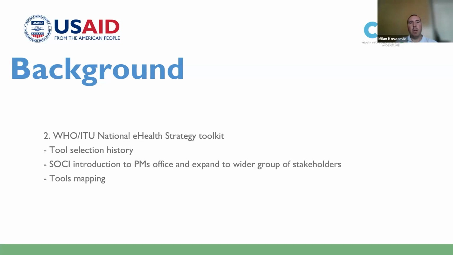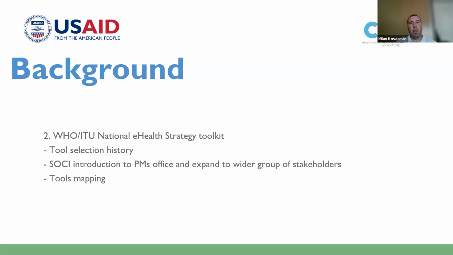SOCI was implemented in tandem with development of the e-health strategy and the action plan, and leveraged the convenings of the meetings planned so that the findings of the SOCI could inform the strategy and action plan. Before the SOCI was conducted, a mapping of the SOCI domains to the components of the WHO ITU e-health strategy toolkit was done to illustrate how the tools complemented each other. This was an important moment in Serbia because it was an indication that the already done part of the job should not be discarded but used.